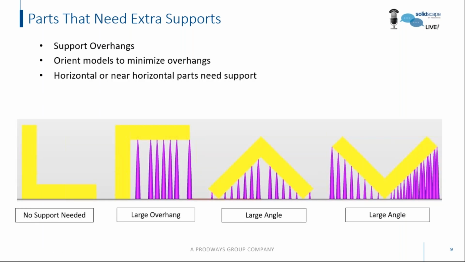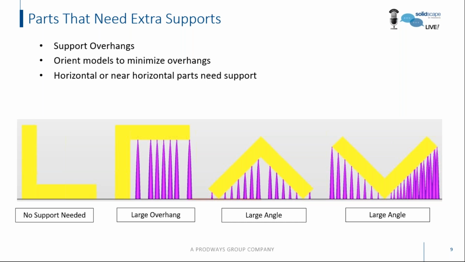Overhangs are areas in a model that are not supported by a previous layer. So orient models in order to minimize your overhangs. Parts that have large overhangs need to have those overhangs supported. Areas that are overhangs will not be printed unless properly supported.